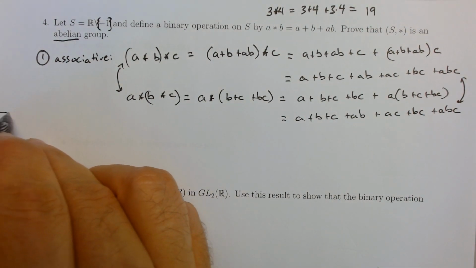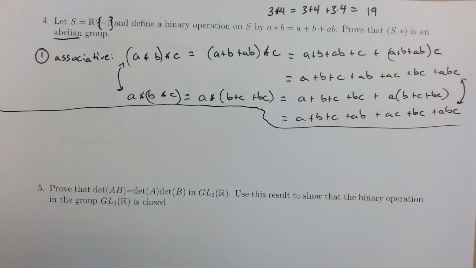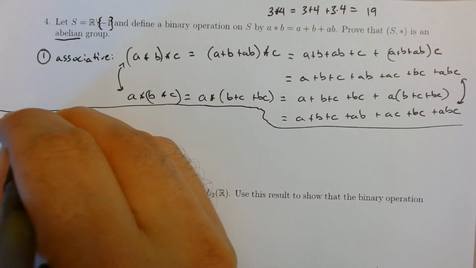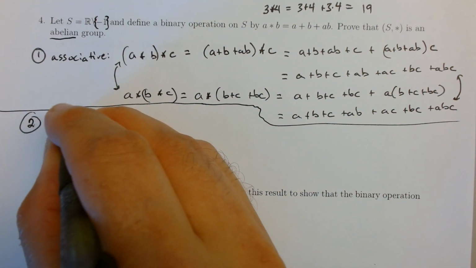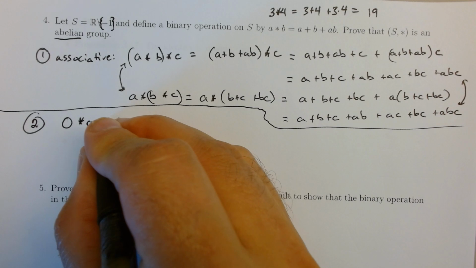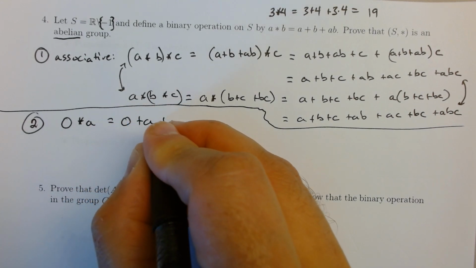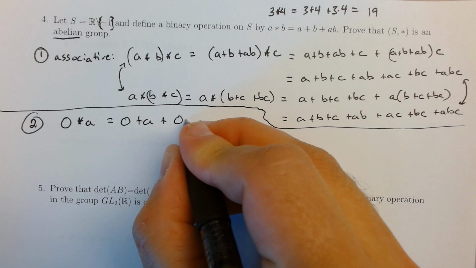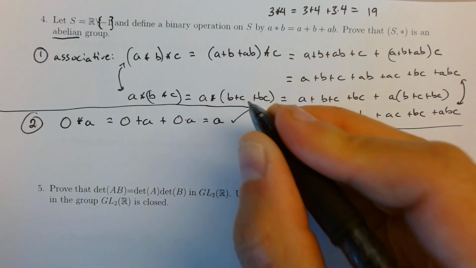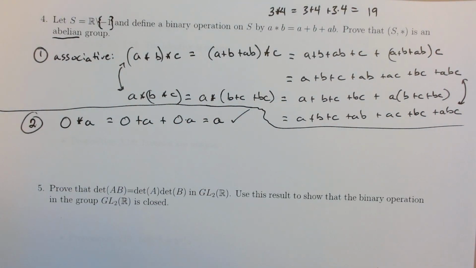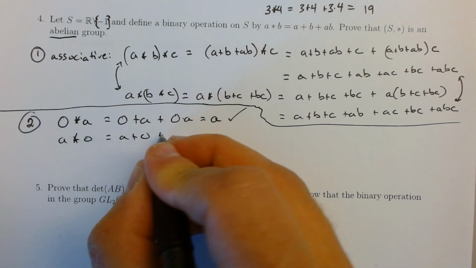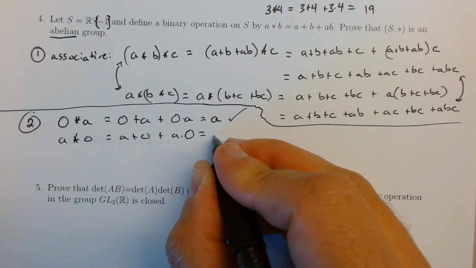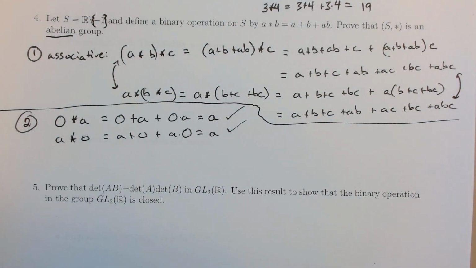Let's separate this off so we got enough room for everything else. The other parts are easier. The identity turns out to just be 0. If I do 0 star A, that gives me 0 plus A plus 0 times A, which is A. So it did operate with A and give me A back. If I do it the other way, A star 0, that's A plus 0 plus A times 0. That's still A. So it does act as an identity.